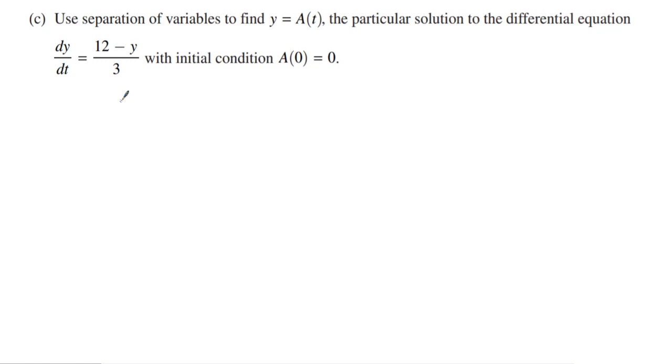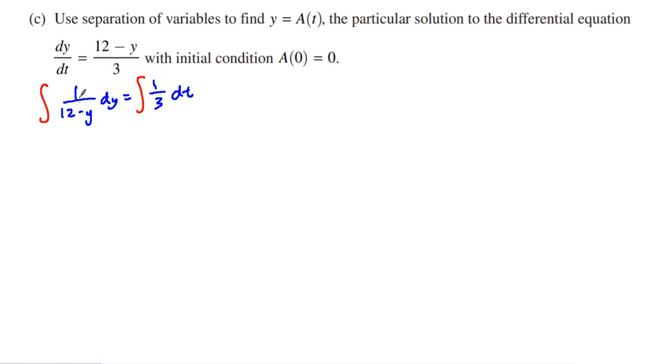So let's take this differential and separate our variables. We're going to get our y's on one side and all of our numbers on the other side. So we get 1 over 12 minus y dy equals 1 over 3 dt. Remember that 3 was in the denominator, so we kept it out. You can see how we separated our variables. Now we're primed and ready to integrate.